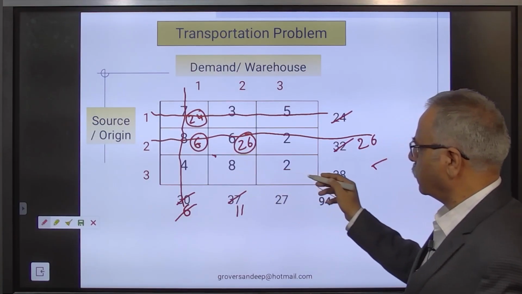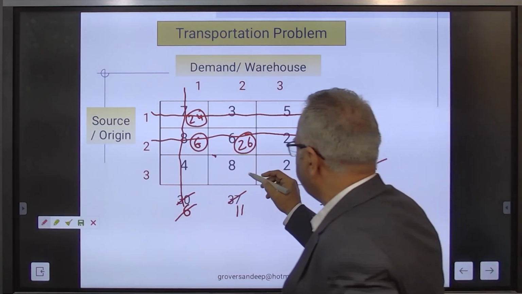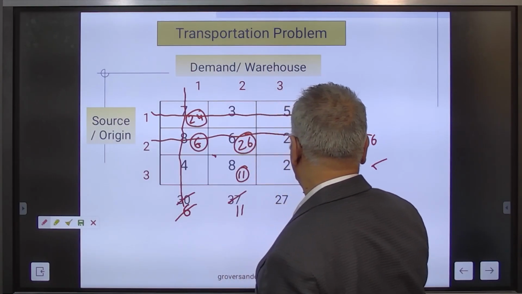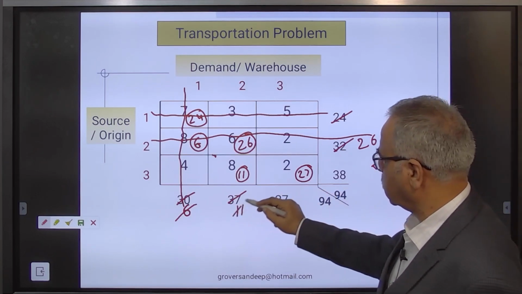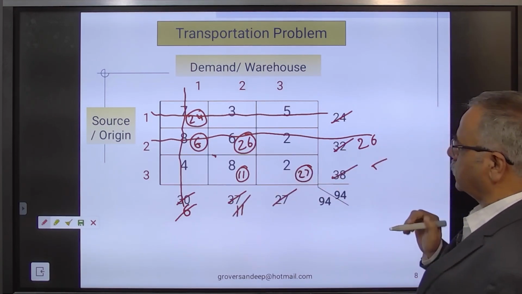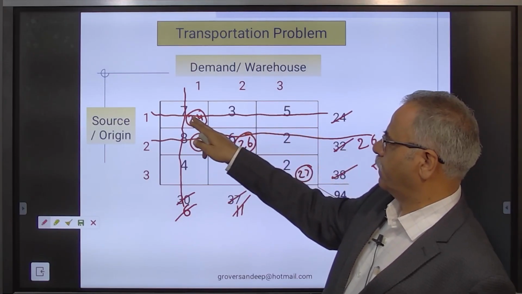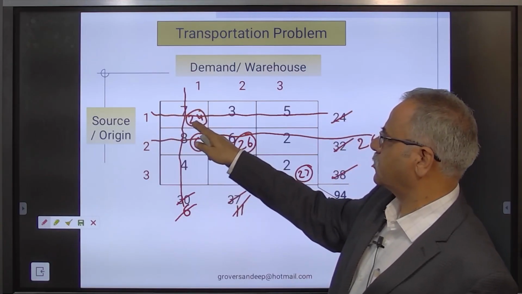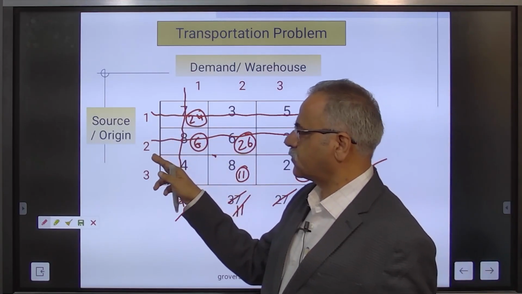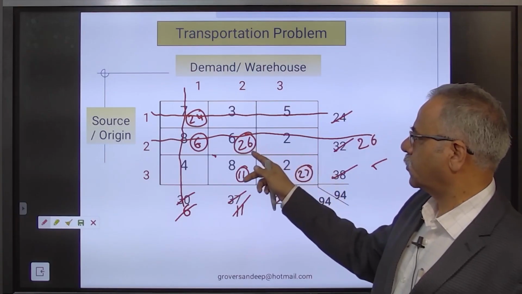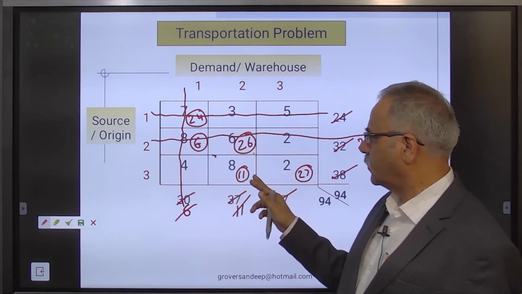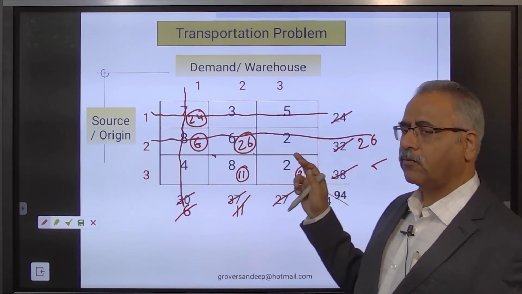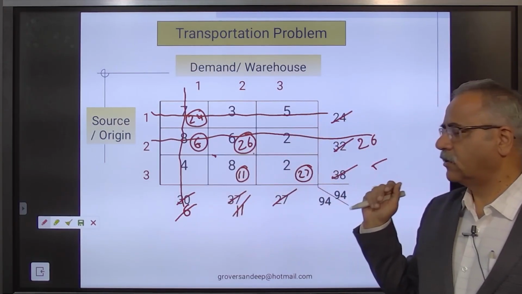So, you are left with only 8 and 2 now. Directly, 11 units can be plotted here and 27 units can be plotted here, that is all. So, this 11 is over, 27 is over, this capacity is over. Now this is the solution. 24 units are to be transferred from origin number 1 to warehouse number 1, 6 units from origin number 2 to warehouse number 2, 26 from this 2 to 2, 11 units from origin number 3 to warehouse number 2, and 27 units from origin number 3 to warehouse number 3.